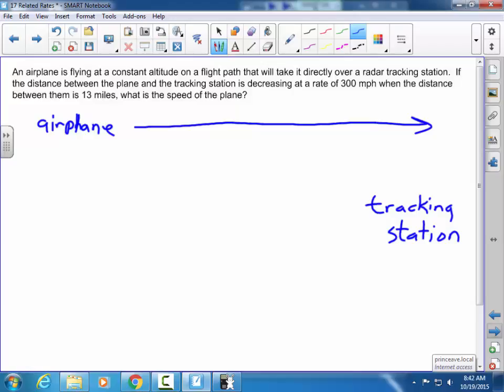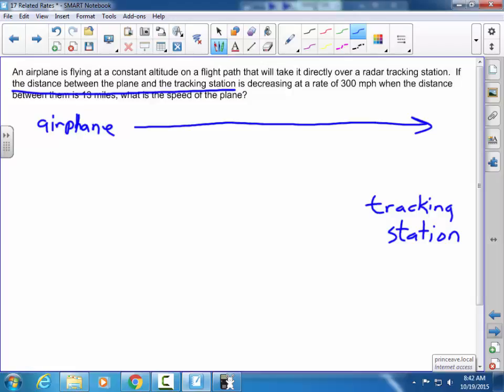Now it says the distance between the plane and the tracking station is decreasing at a rate of 300 miles per hour. What on earth does that mean? Every mile the plane travels, the distance between the tracking station and the airplane decreases. Right, okay, so now, what do we mean by the distance between the plane and the tracking station? What line is that? Is that this line?